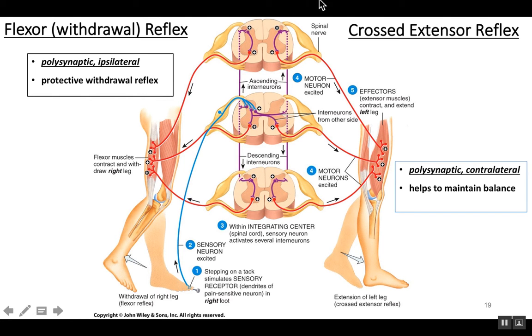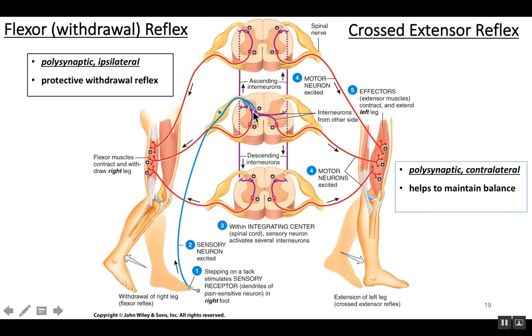Another example of a reflex, and again, there are two reflexes on this figure. There's a flexor withdrawal reflex, and there's a crossed extensor reflex. Both of these reflexes occur in response to some sort of dangerous, painful stimulus, for example, on your foot. So there's this painful stimulus that activates a pain-sensitive neuron called a nociceptor. That pain stimulus goes into the spinal cord.